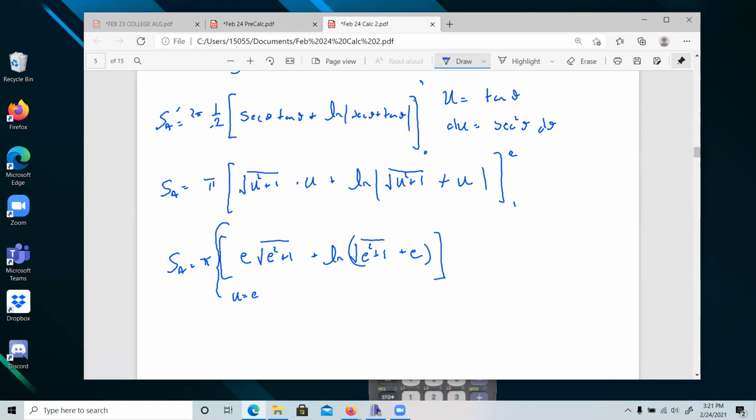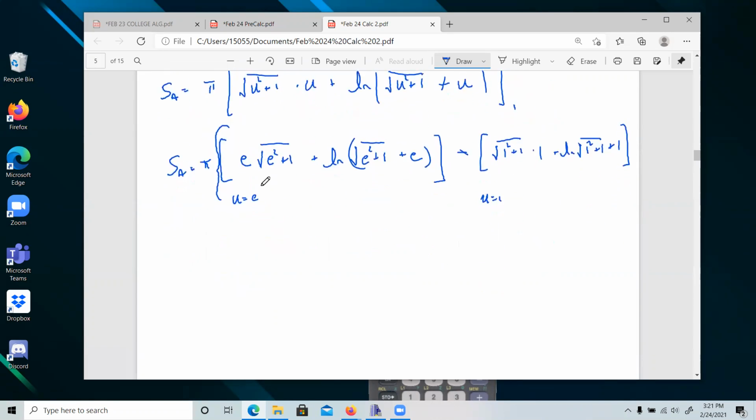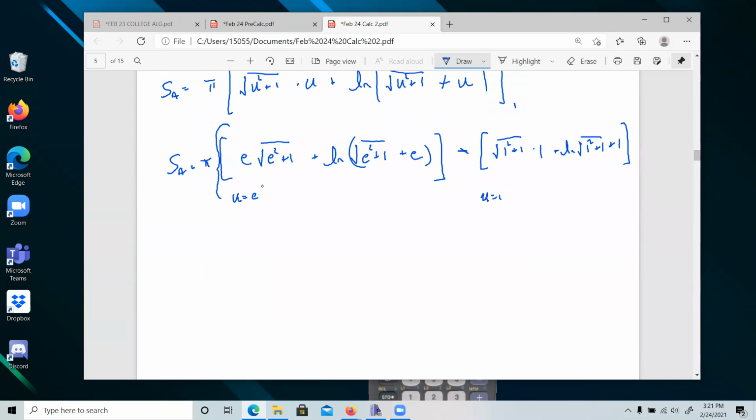All right. Minus, this is going to be u evaluated at 1. So here we have square root of 1 squared plus 1 times 1 plus the natural log of the square root of 1 squared plus 1 plus 1. All right. So let's just clean that up just a tiny bit here.